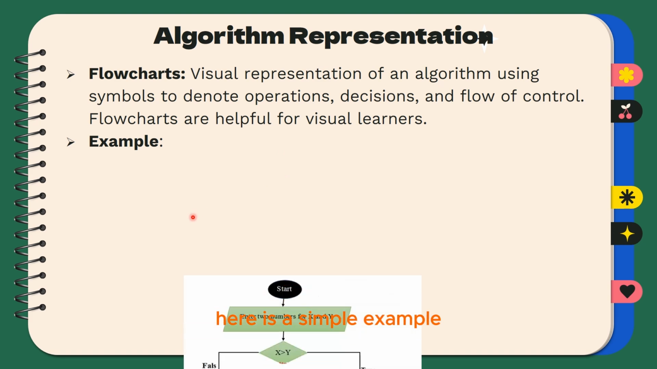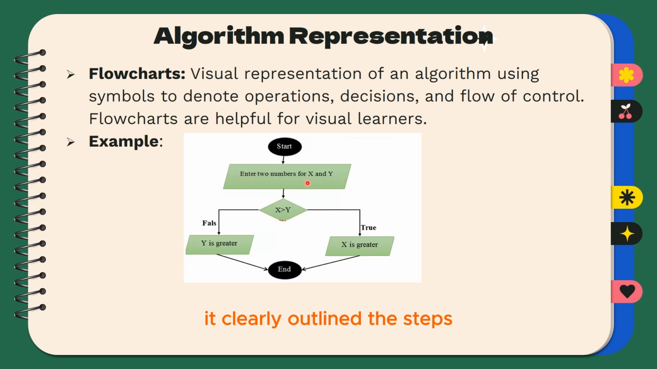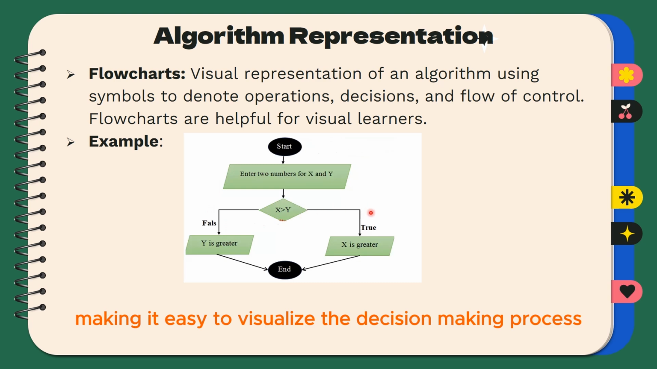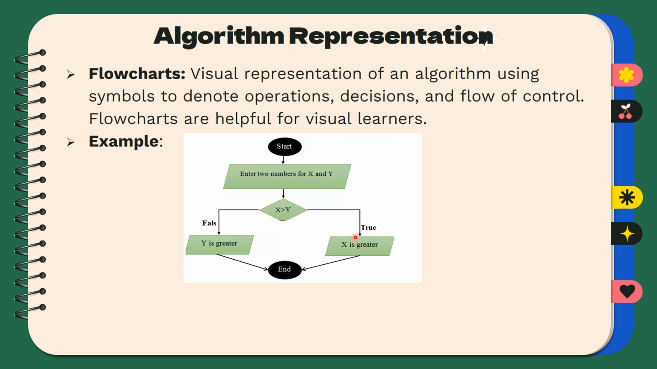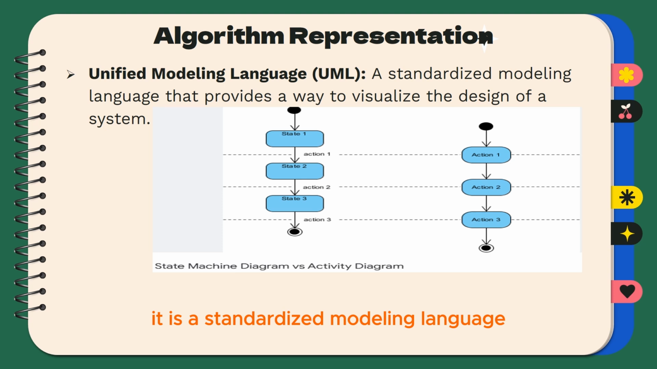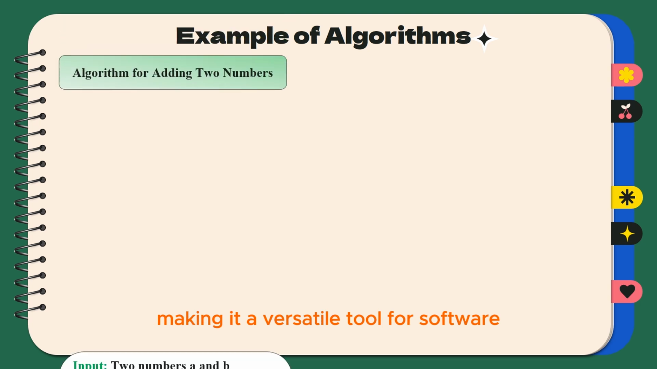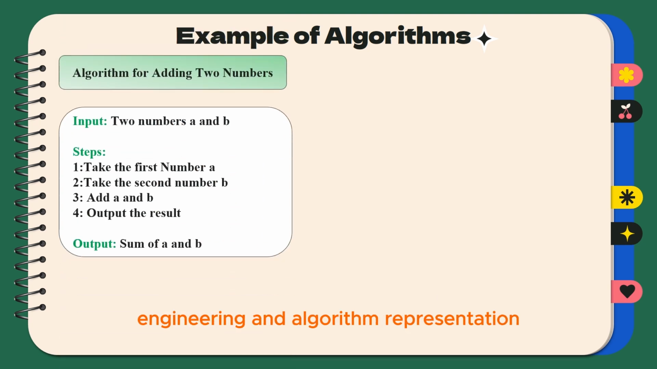Here is a simple example: a flowchart to find the maximum of two numbers. It clearly outlines the steps, showing how the flow of control moves from one step to another, making it easy to visualize the decision-making process. Next, we'll explore the Unified Modeling Language, commonly known as UML diagram. It is a standardized modeling language used to visualize the design of a system. It encompasses a variety of diagram types that represent different aspects of a system, making it a versatile tool for software engineering and algorithm representation.